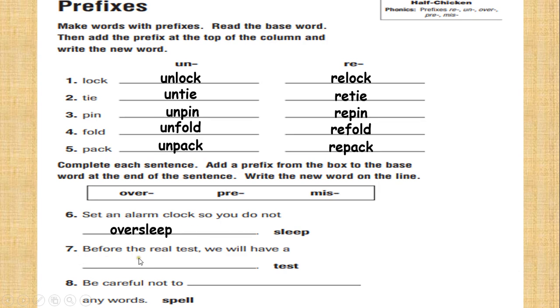7. Before the real test, we will have a before. We had here a keyword. So before, which of these prefixes mean before? Pre. Pre-test, pre-test. Before the real test, sorry, we will have a pre-test. Be careful not to what any words. When you spell in a wrong way, we say misspell, misspell.